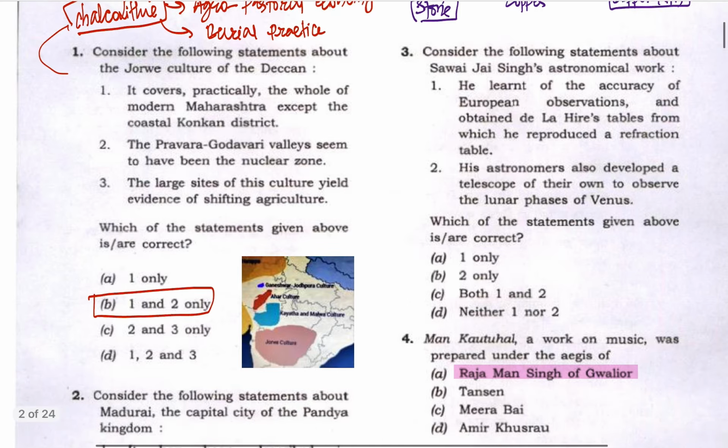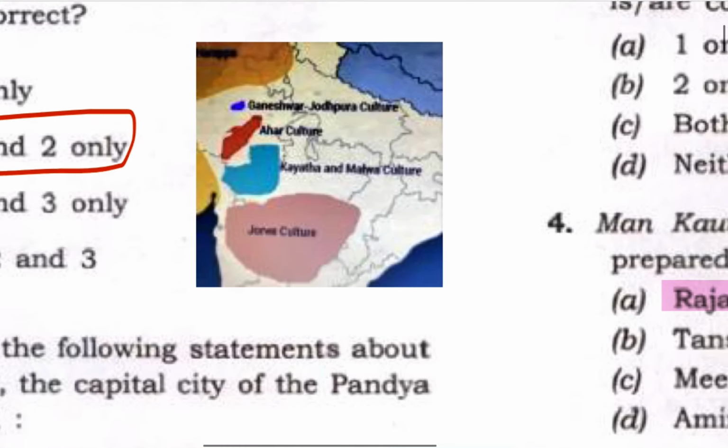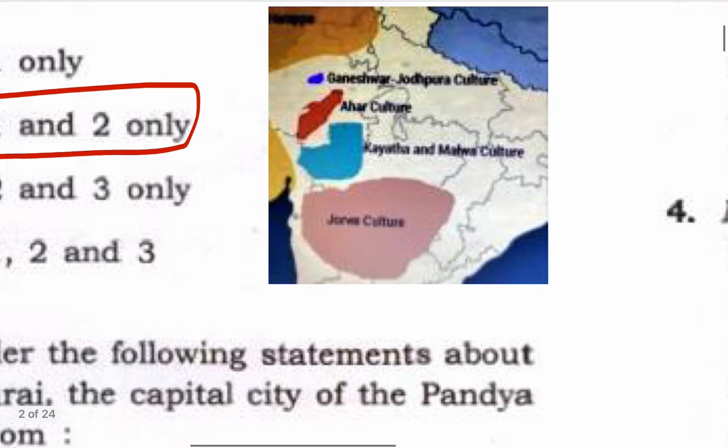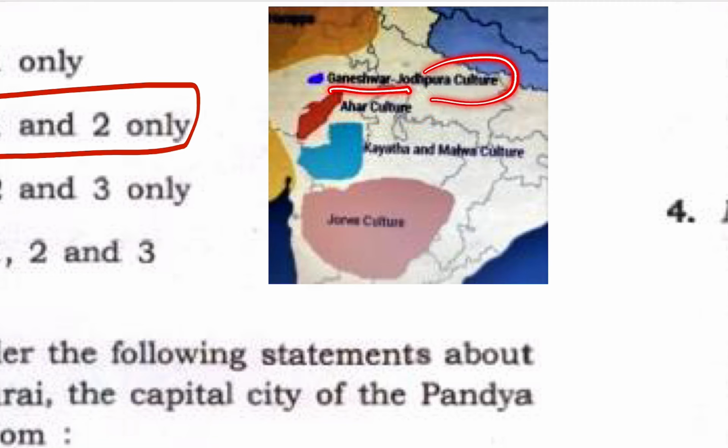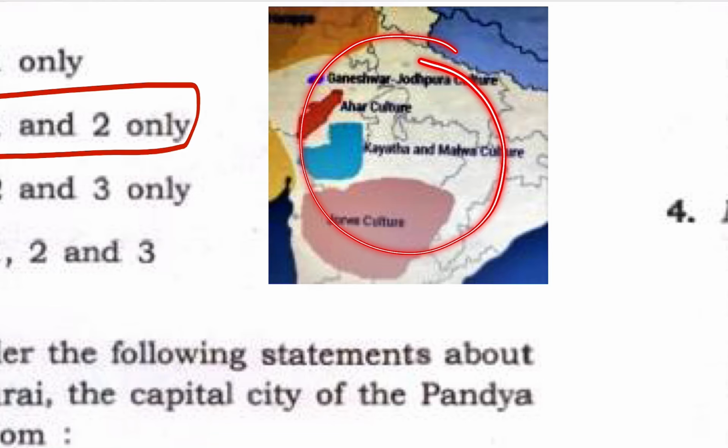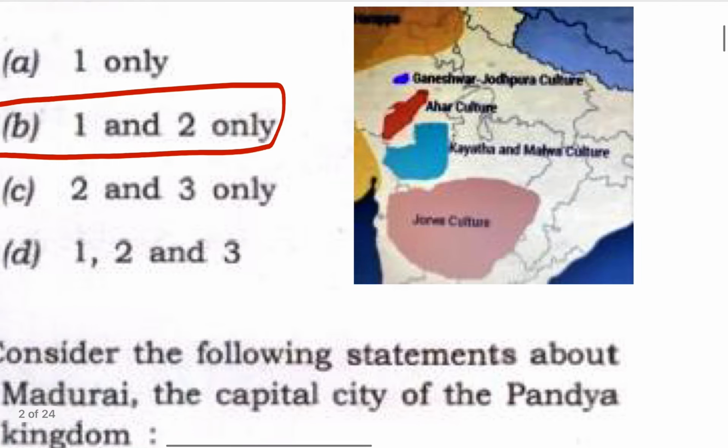Now Jorwe culture was specifically found around the Deccan Plateau of Maharashtra. So this is the area where the Jorwe culture was practiced. Then there is the Malwa or Kayatha culture around the Malwa Plateau. Then in Rajasthan we have the Ahar culture. In West Rajasthan we have Ganeshwar and Jodhpura culture. So these are the Chalcolithic period cultures. Do remember their names.